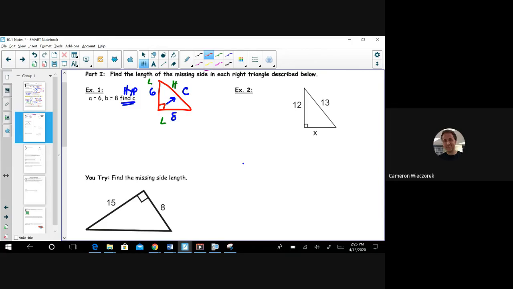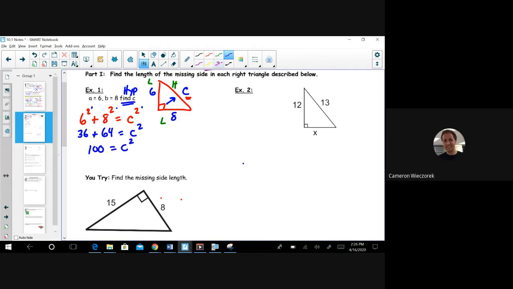So if I set this up, leg squared, one of my legs is 6. So 6 squared plus my other leg is 8. Make sure we square it, equals the length of the hypotenuse squared, which we're calling C. So there's my equation. And now we don't want to get rid of the 2's. We're going to keep those for now. 6 squared, I'm going to simplify. That's 36. 8 squared is 64. Add them together. And then on this side, I have c squared. So I get 100 equals c squared.